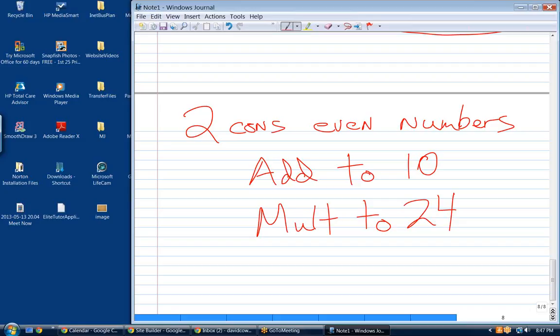So what's the first step, remember? What's the first step of a word problem? Wait, does that say 2 coins, even number? I'm sorry, 2 consecutive even numbers. And I don't want you to guess and figure out what these 2 numbers are. What I'd like you to do is to solve this algebraically.